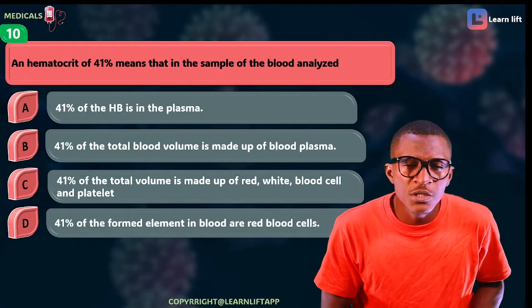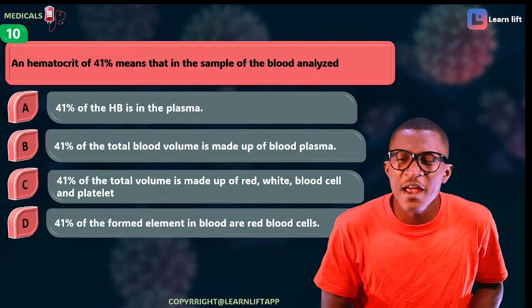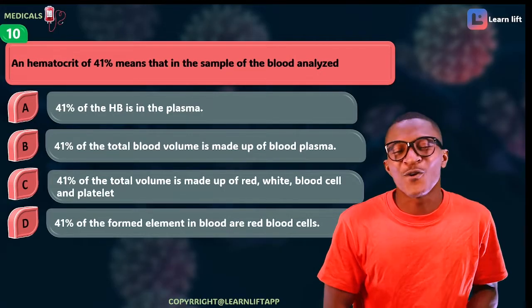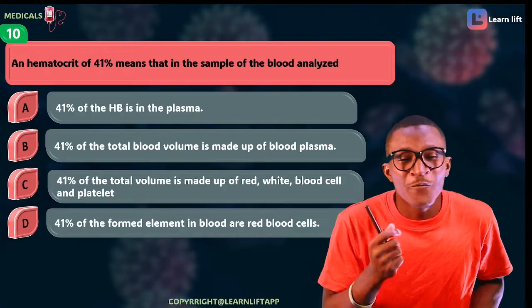Let's go to option D. Of course, the answer is option D.